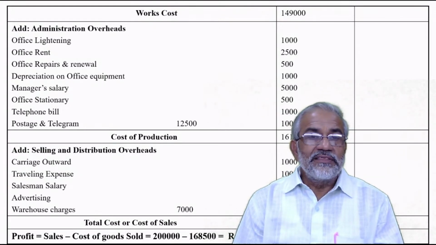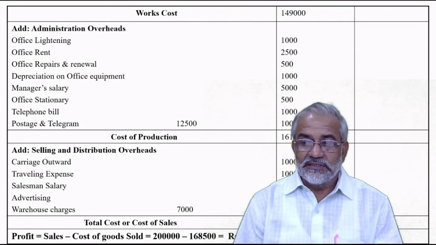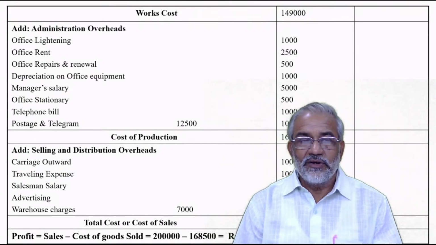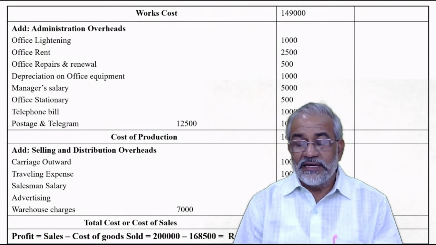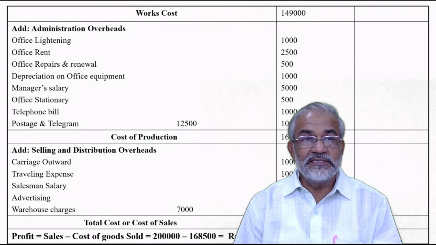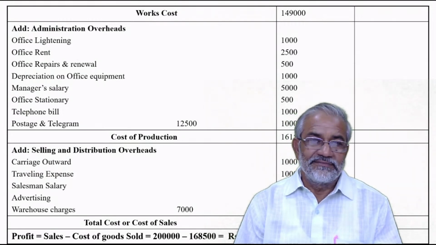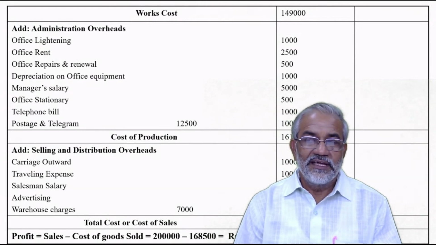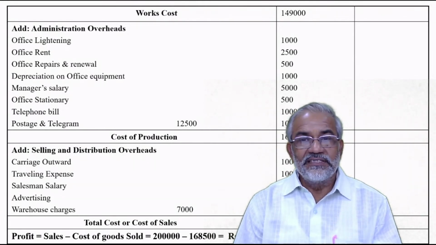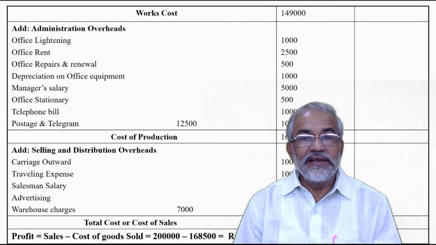Then we need to add the administrative overhead to the works cost for determination of the cost of production. In the given question, there are different items of administrative overheads. The first item is office lighting. Office lighting, as given in the question, is 1,000. Office rent is 2,500. Office repair and renewals is 500.